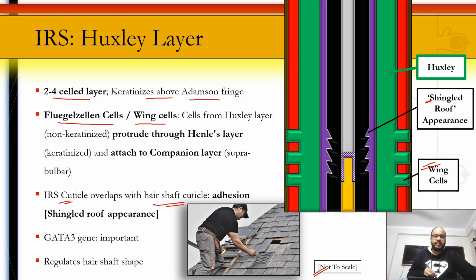Okay. The GATA3 gene is very important for formation of the Huxley layer, and the Huxley layer is very important to regulate hair shaft shape. Remember, many factors contribute to hair shaft shape. One of the factors is the IRS, and Huxley, being the thickest layer, contributes a lot. Let's move forward.